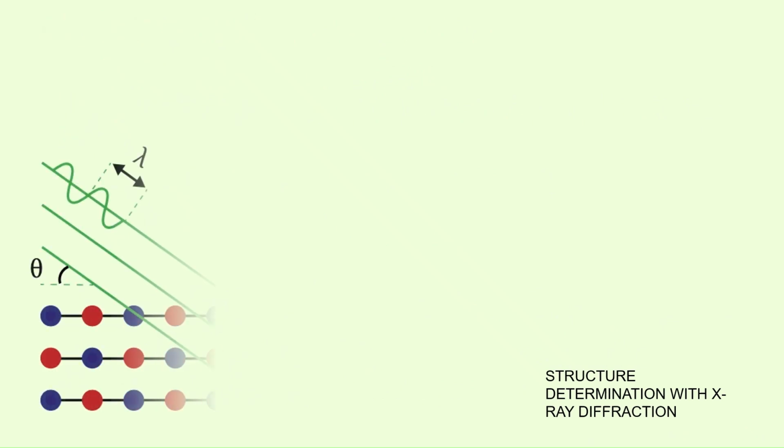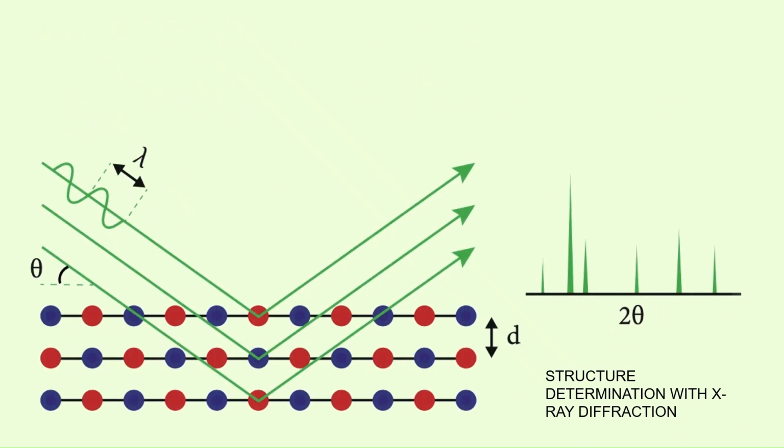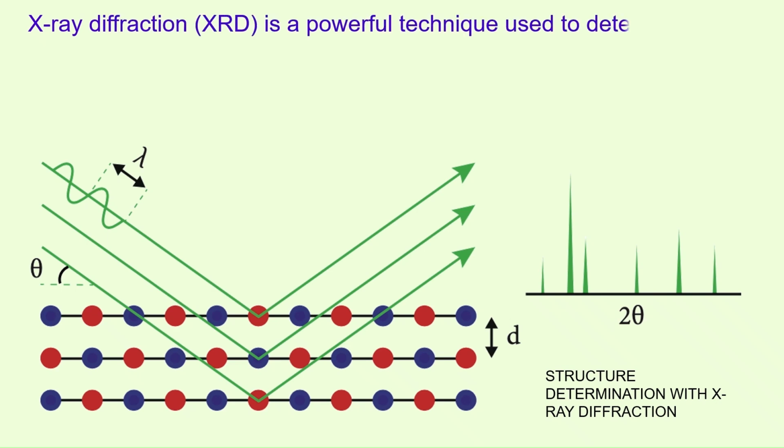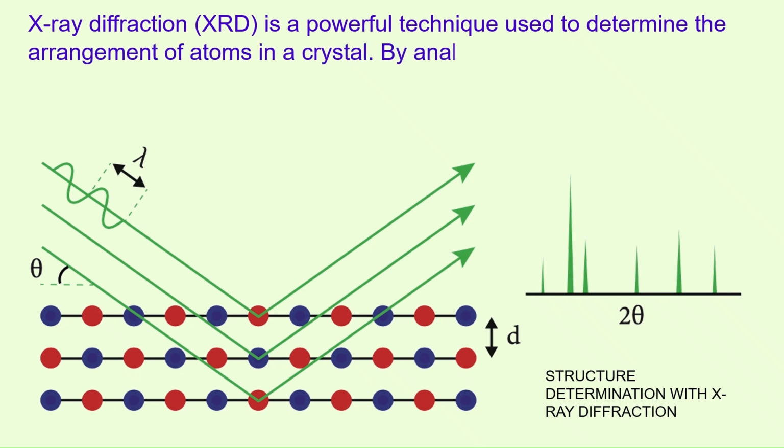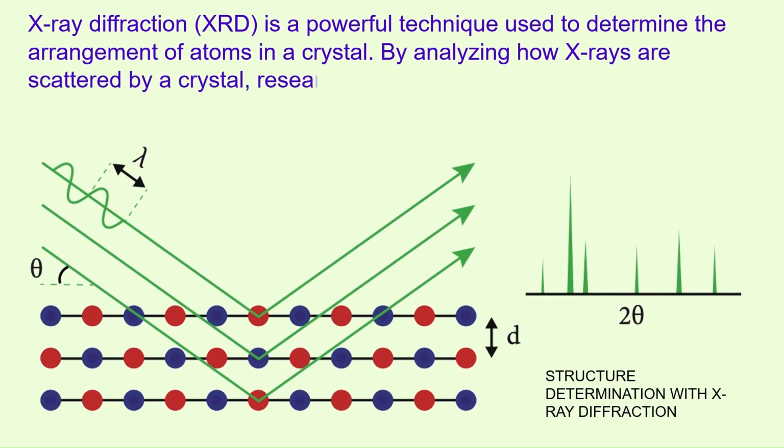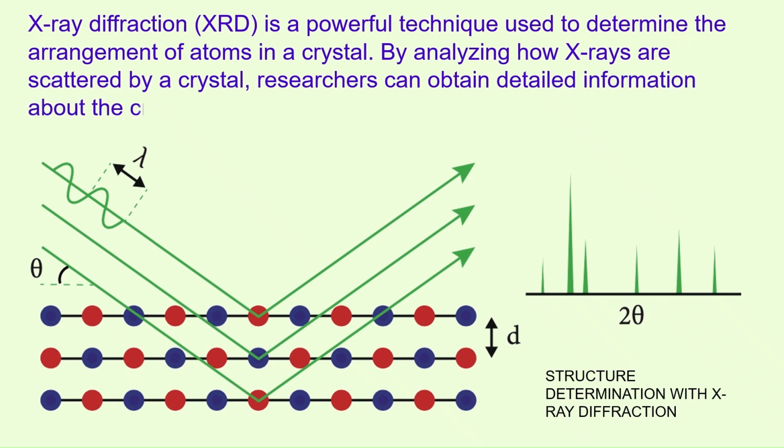Structure determination with X-ray diffraction. From the following diagram. Note: X-ray diffraction, XRD, is a technique used to determine the arrangement of atoms in a crystal using Bragg's law, that is, n lambda equals 2d sine theta.